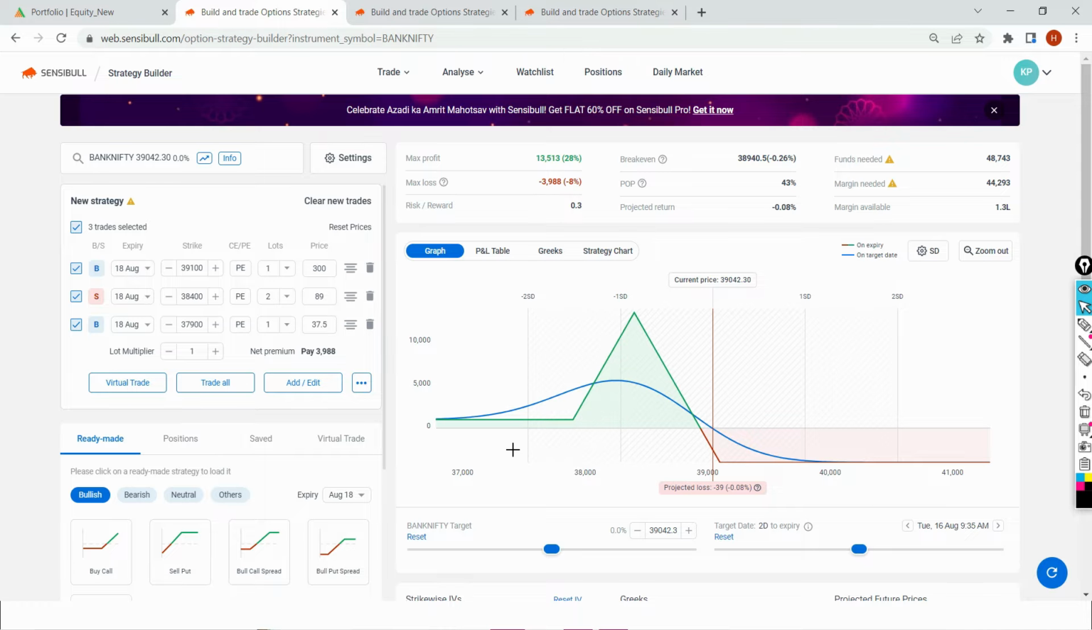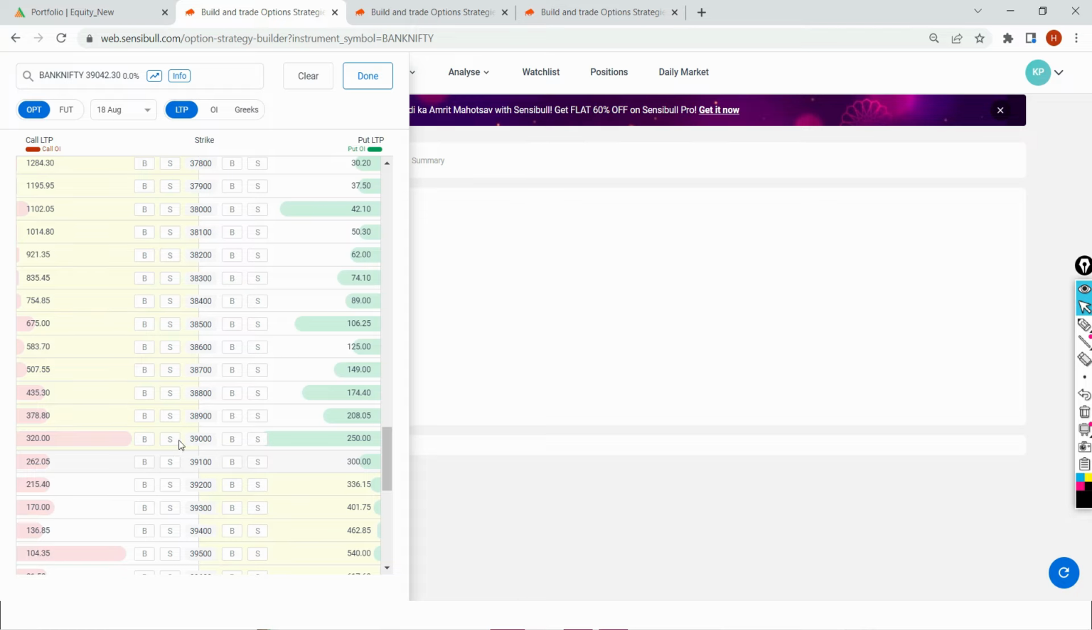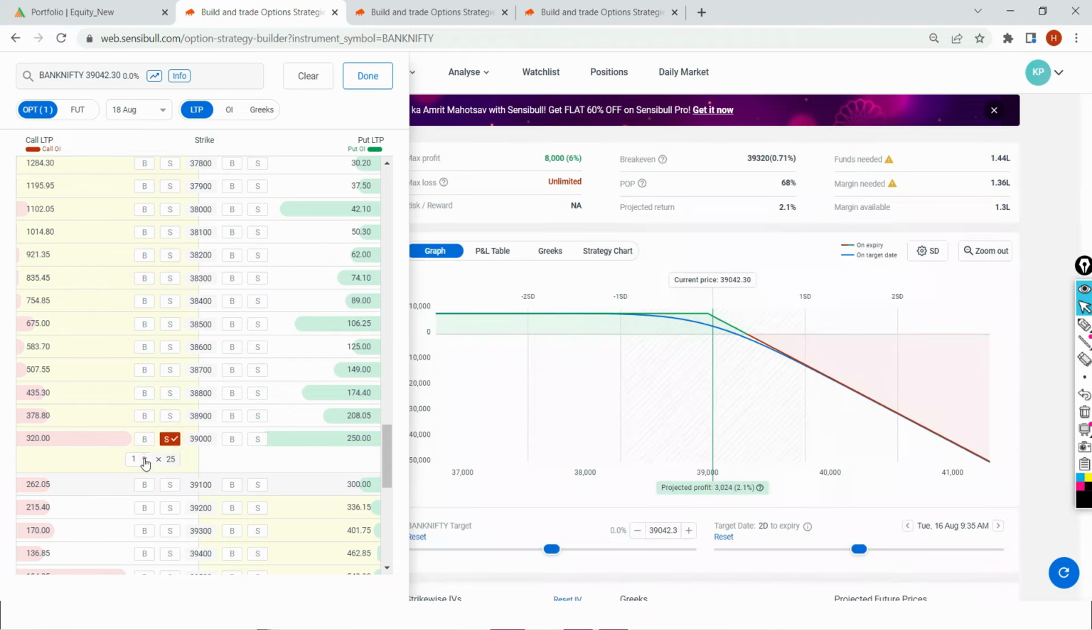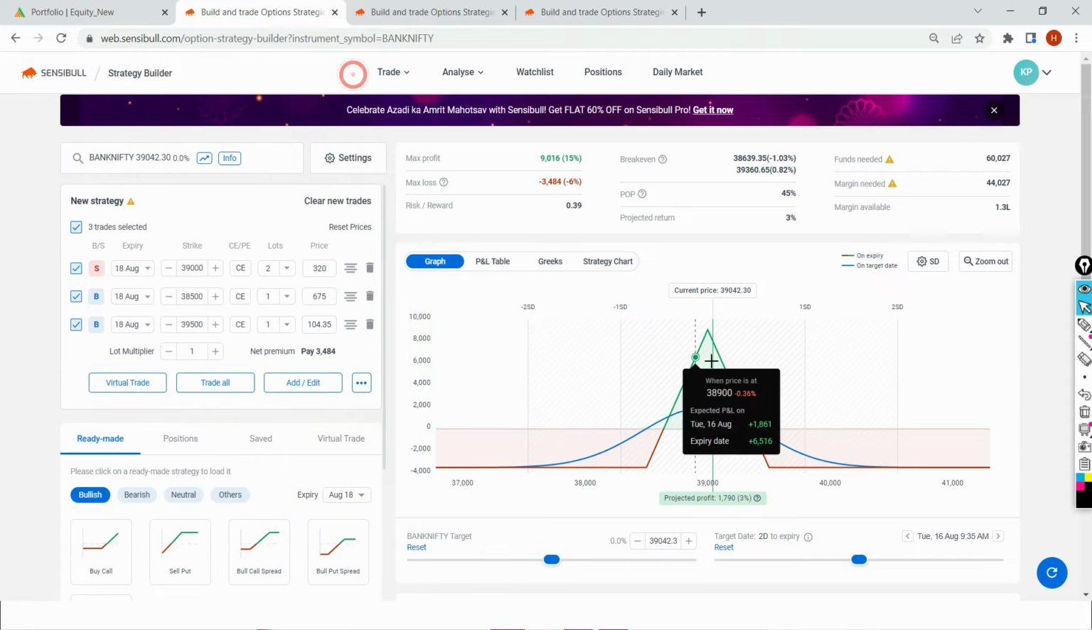sideways view. If you want to make a typical standard butterfly, we have already seen that example. You have to sell this 2 quantity, go for 500 points, 38,500 and 39,500. This is your typical butterfly. You'll have safety on the put side, and safety on the call side.